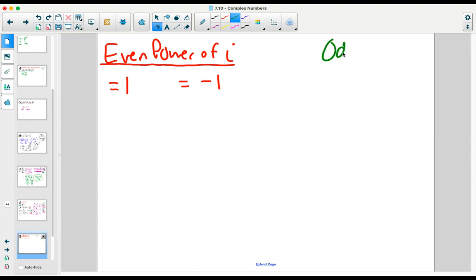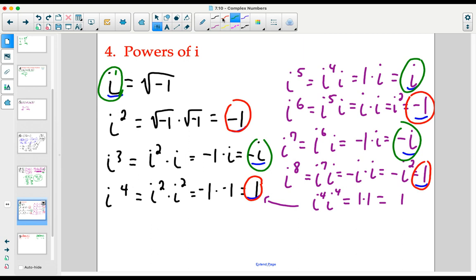We should expect odd powers of i to produce either just an i or a -i. Going back to the even powers for just a second, they're following a pattern, but not necessarily a pattern that's easy to verbalize. So I got 1 at i to the 4th and i to the 8th. And I got -1 at i squared and i to the 6th.